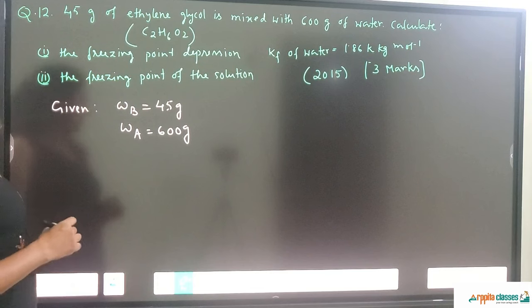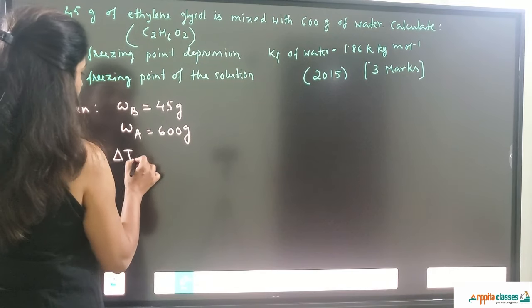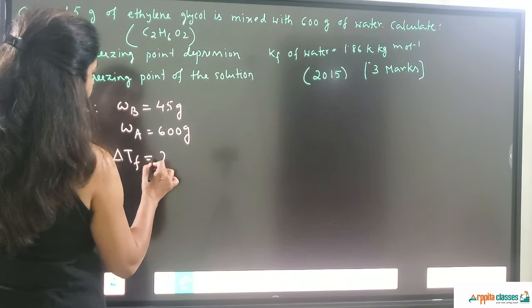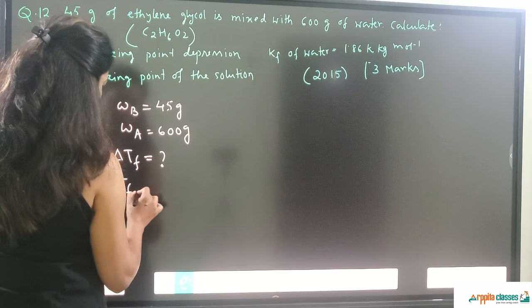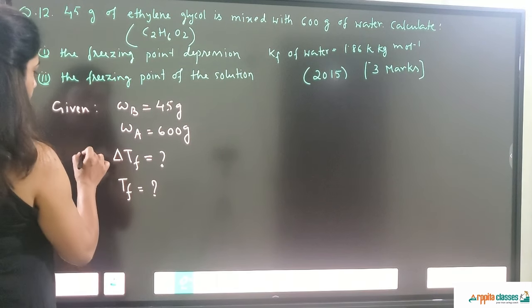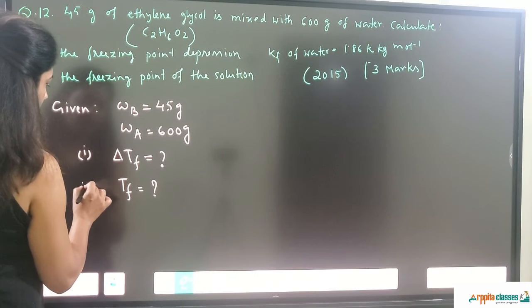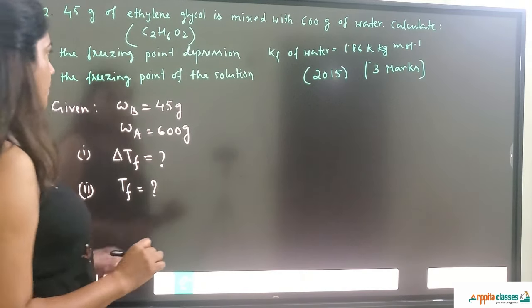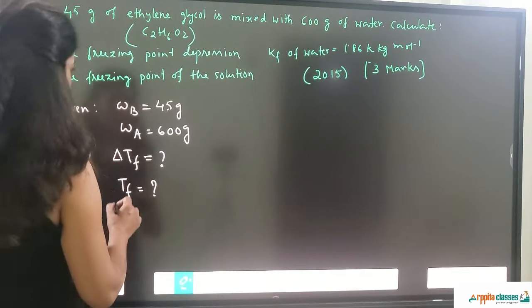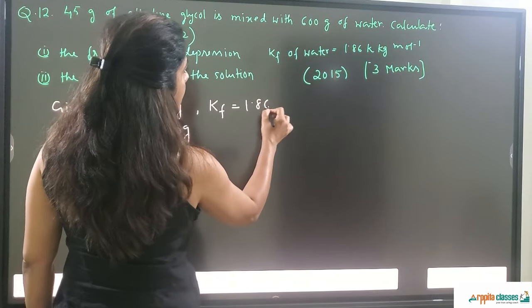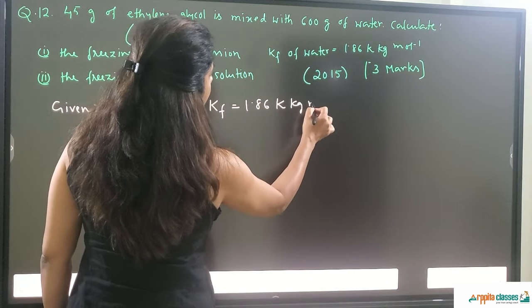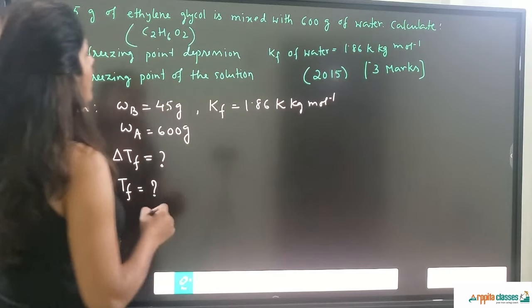Calculate the freezing point depression. So you need to find out delta TF is equal to what, and also the freezing point of the solution, that means you have to find out TF. These are the two things. First is delta TF and second you have to find out is TF, the freezing point of the solution. What is given to us is KF, that is 1.86 Kelvin kg per mole. What else is given?